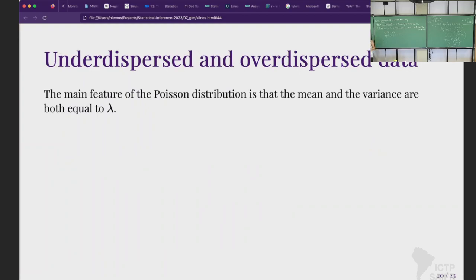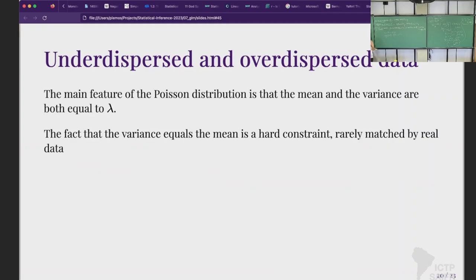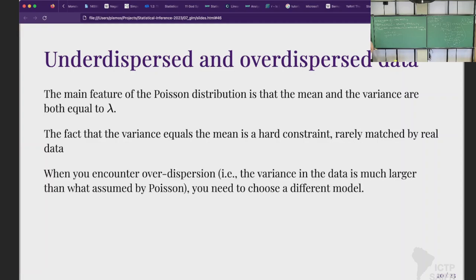But the main feature of this Poisson distribution is that the mean and the variance are both equal to lambda. And this is rarely what we see in biological data. This constraint of variance and mean being equal is very hard; this is not really what we observe. When you have this over dispersion, it means that the variance of your data is much larger than what is assumed by this Poisson. So you need to choose a different model.